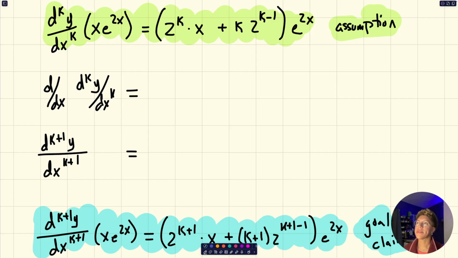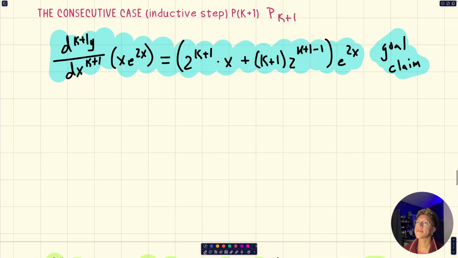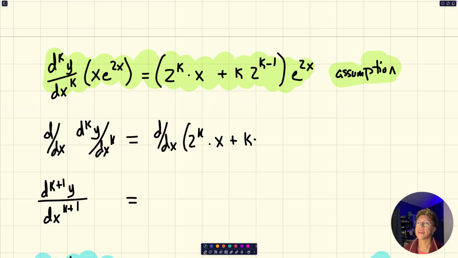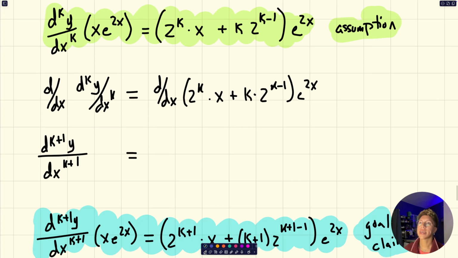On the right-hand side, that means we're taking the derivative of our right-hand side as well. So we're taking the derivative of 2 to the k times x plus k. Did we lose something? I feel like we lost something maybe. Oh, there should be a little multiplication there. Maybe not necessary. k times 2 to the k minus 1, e to the 2x. As before, just keep in mind our k's are just numbers, so they won't get affected by the derivatives as we work through this.